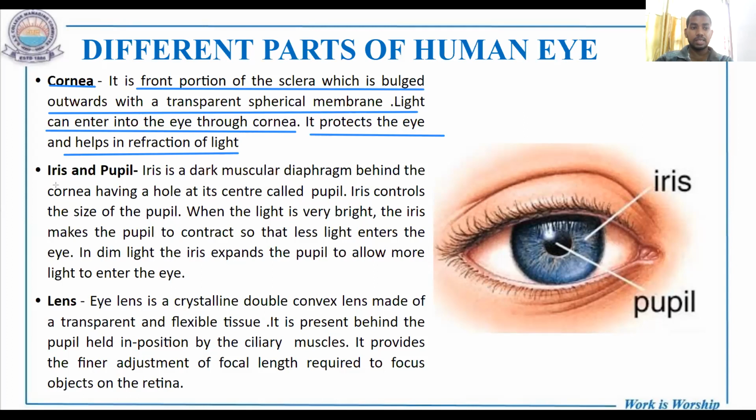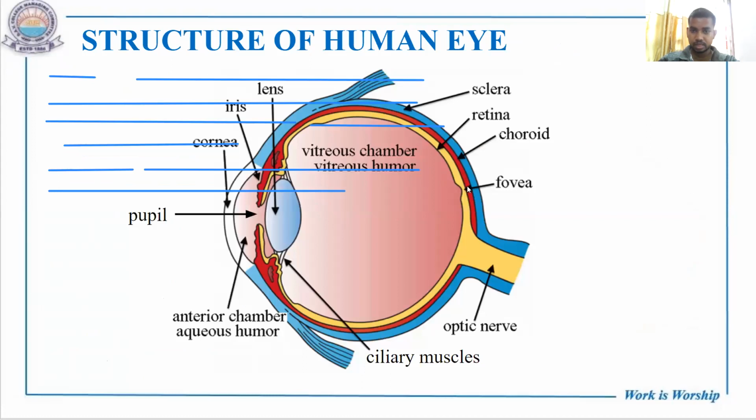Now, iris and pupil. The next part is the iris. Everything you have to write. I will share it and you will write. Don't worry. Just now, try to understand the facts and tell me if you find any difficulty. The iris is a dark muscular diaphragm behind the cornea, having a hole at its center called the pupil. The muscular diaphragm, in the previous slide, we have just seen. You just see. Where is it? Diaphragm. You see here.